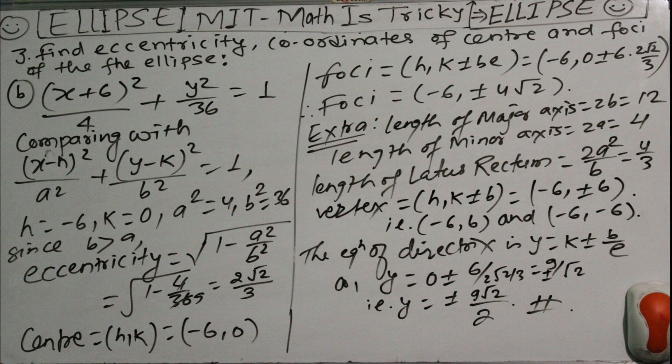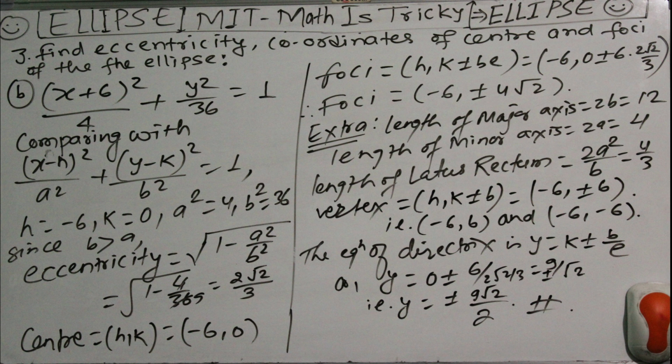Also let's find the length of major axis. It is 2b here, because b is greater than a, that is length of major axis is 12, length of minor axis will be 2a, that is 4, and length of latus rectum will be given by 2a square by b, that gives here 4 by 3. Vertex will be h comma k plus minus b, and that is minus 6 comma plus minus 6, that is minus 6 comma 6 and minus 6 comma minus 6.